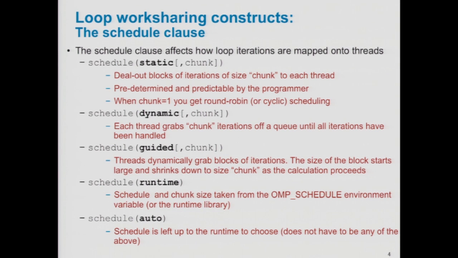If you give a chunk to the static clause, instead of doing kind of block distribution, it does the cyclic or the interleave distribution. So static comma 1 basically is a simple round robin distribution of iterations to threads. It assigns iteration 1 and then iteration 2 to the next thread, iteration 3 to the next thread, iteration 4 to the next thread, and then comes back and goes iteration 5, 6, 7, 8, 9, 10, 11, 12, and goes round robin to the different threads.